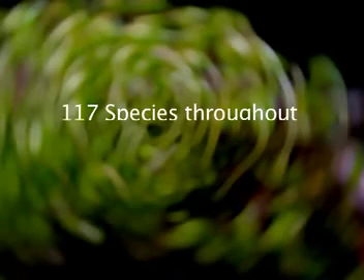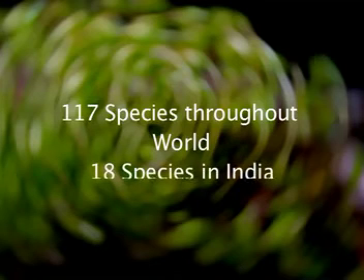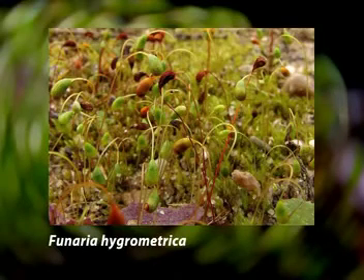It includes about 117 species which occur in almost all parts of the world. The genus is represented in India by about 18 species, which grow as dense green mats or patches in moist, shady soils, banks, rocks, bird grounds, and tree trunks. They prefer alkaline soil. Funaria hygrometrica is a very common species of this genus, growing extensively in the hills of various parts of the country.